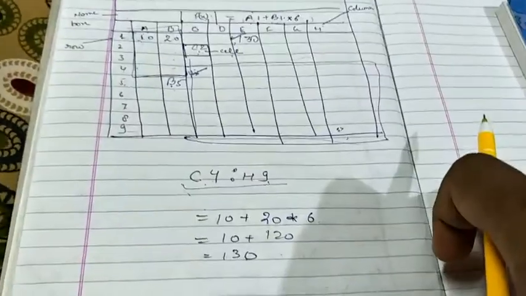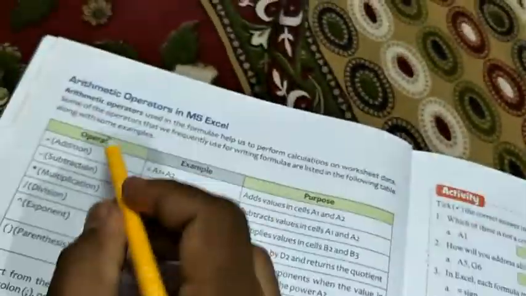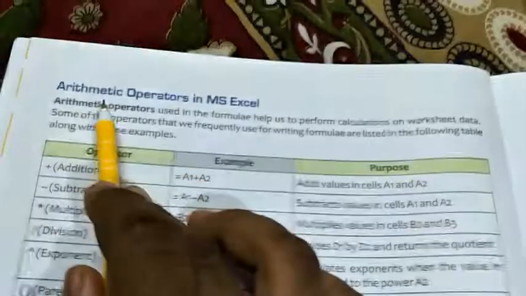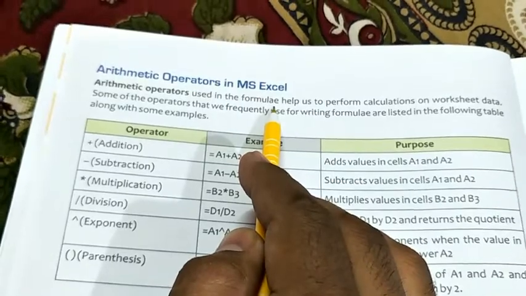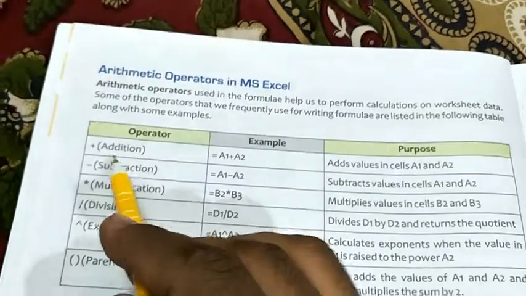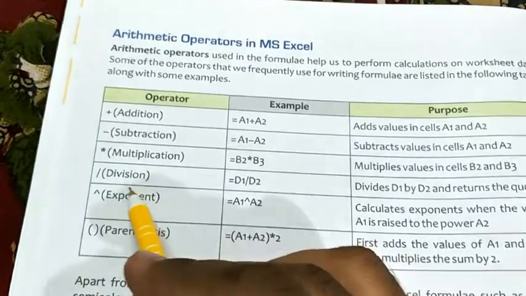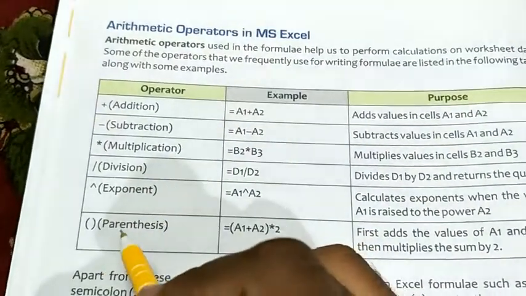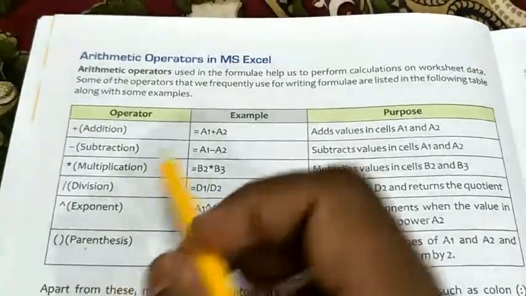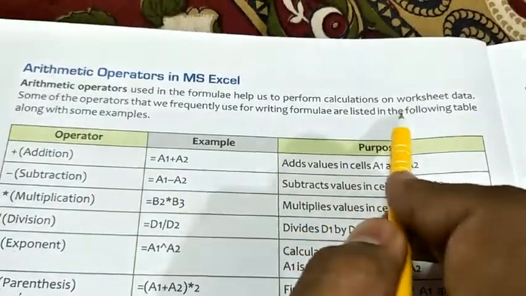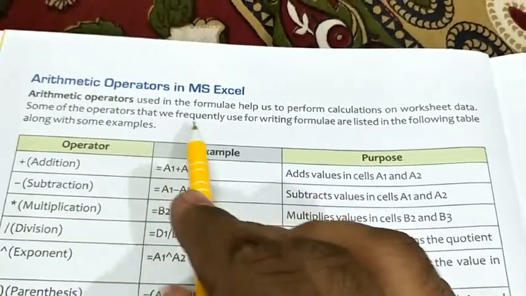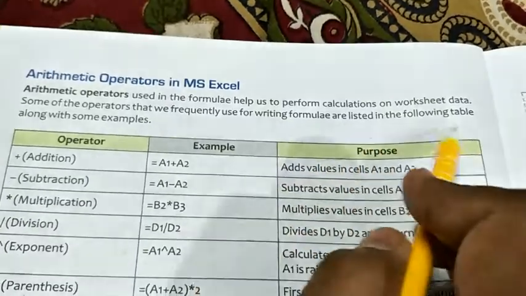Got it? Understand? Okay, now arithmetic operators in MS Excel. In MS Excel you can do so many operations like addition, subtraction, multiplication, division, exponent, parenthesis, etc. Arithmetic operators used in formulae help us to perform calculations on worksheet data. Some of the operators that we frequently use for writing formulae are listed in the following table.